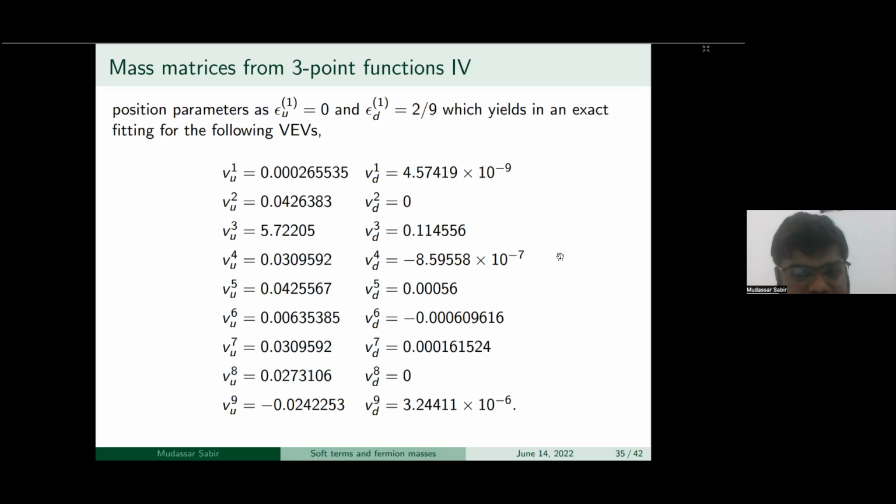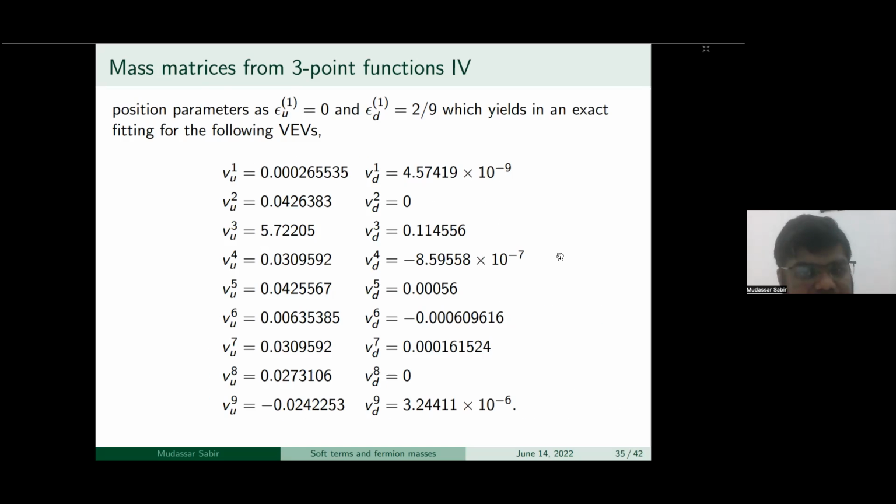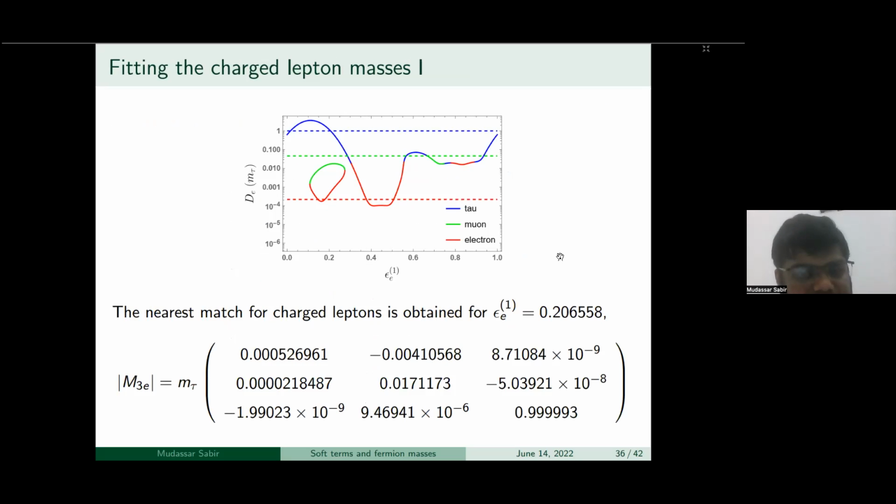So these are the VEVs of the 9 Higgses, ups and downs, which we can use to fit the up quarks and the down quarks, including their mixings. Since we have already expended all our freedom, we have assigned all the VEVs, we have very little freedom left for fitting the charged leptons. So the nearest match for the charged leptons is obtained for epsilon equal to approximately 0.2.